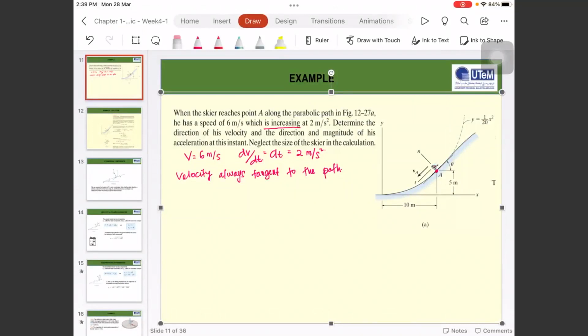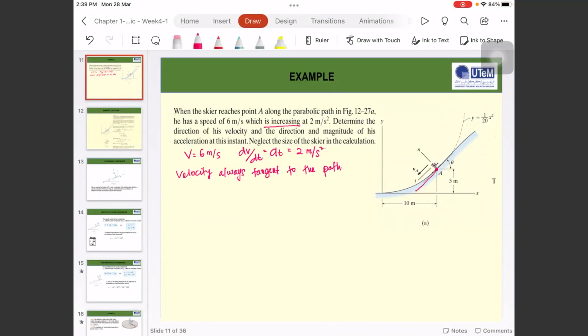Okay, velocity is always tangent to the path. So here is your position A, so here is the tangent. Here is your V. So direction dia ukur lah, gunakan segitiga. So here is 5, here is 10. Berapa sudut ni? Theta.